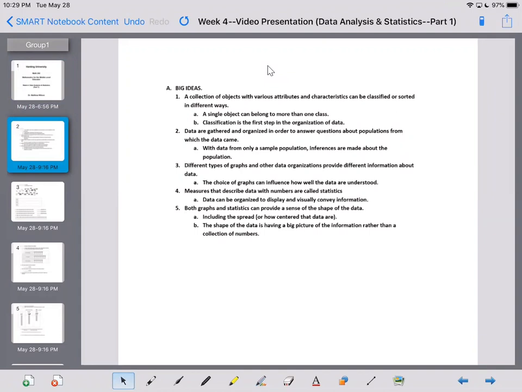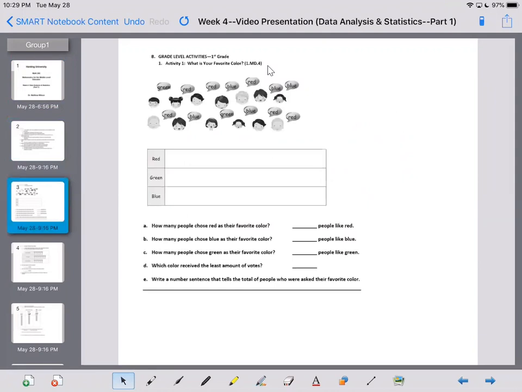represent the data in different graphs, whether that's bar graphs, histograms, line plots, and box and whisker plots. So we'll look at the first one. We can see that we're looking at grade 1, measurement and data.